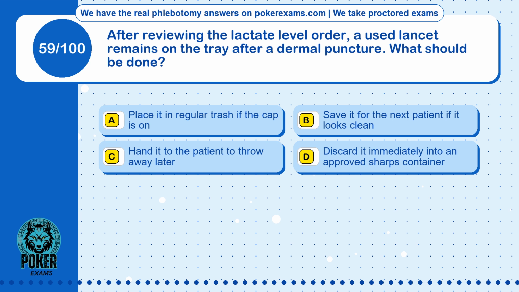Question 59. After reviewing the lactate level order, a used lancet remains on the tray after a dermal puncture. What should be done? Option A. Place it in regular trash if the cap is on. Option B. Save it for the next patient if it looks clean. Option C. Hand it to the patient to throw away later. Option D. Discard it immediately into an approved sharps container.